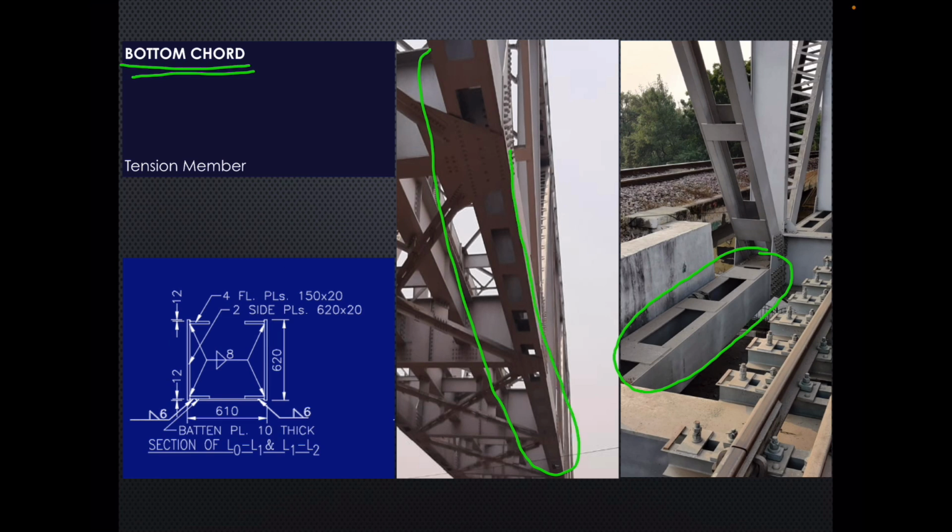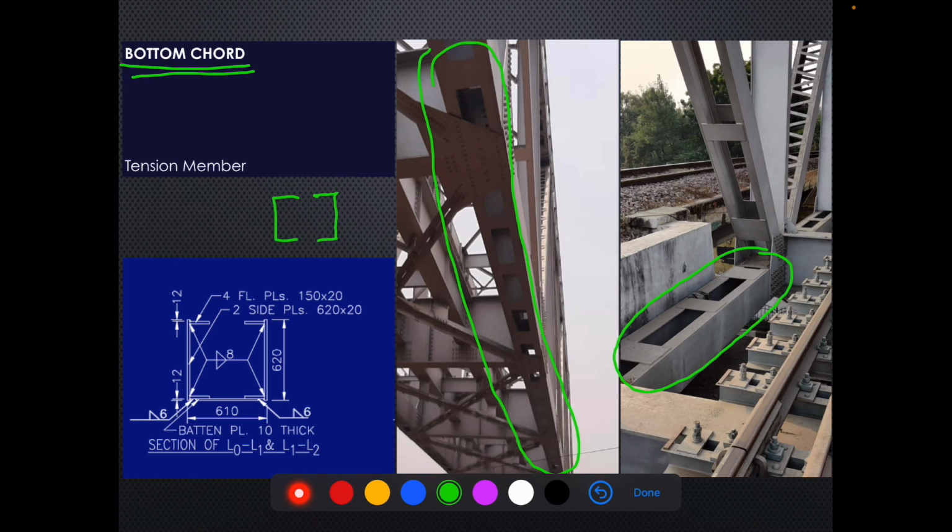A typical bottom chord of an open web girder is made up of two built up C sections, as you can see, and they are connected with the help of battens. These are the battens. This is the typical section of the bottom chord of a through type open web girder, and the design of these bottom chord members is primarily governed by tension because it is a tension member.